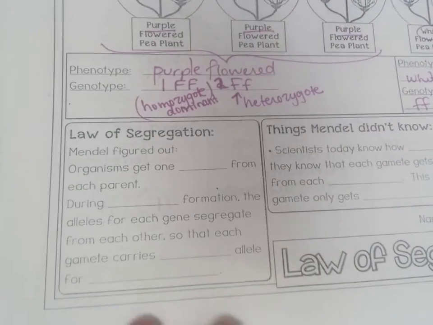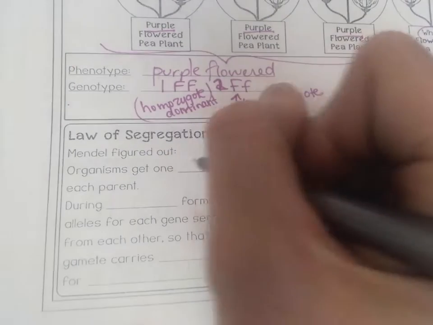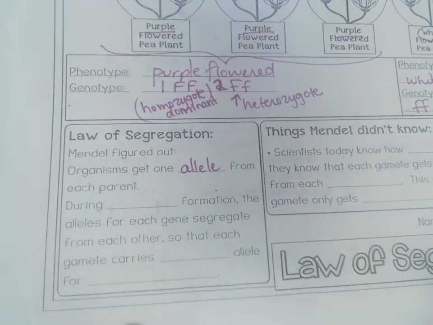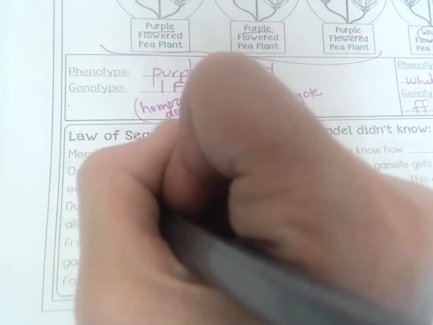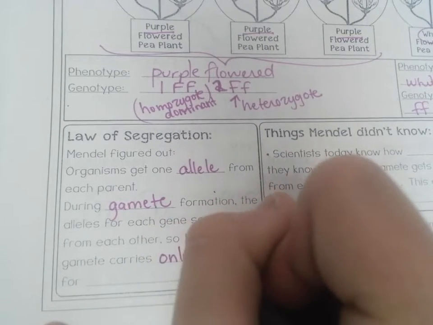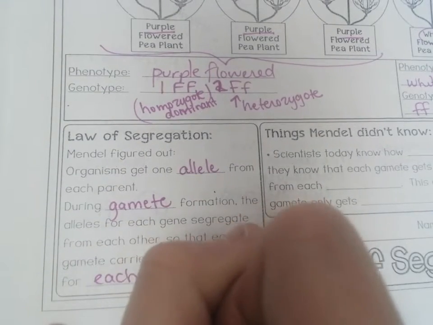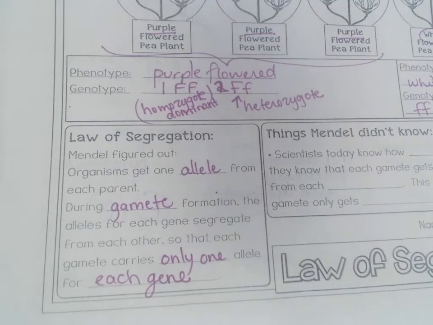All right, so what did Gregor Mendel learn? He figured out that organisms get one allele from each parent, and during gamete formation, the alleles for each gene segregate from each other so that each gamete carries only one allele for each gene. That's why when we looked at meiosis, we end up with the four daughter cells, and each daughter cell has one allele of each type because they split.